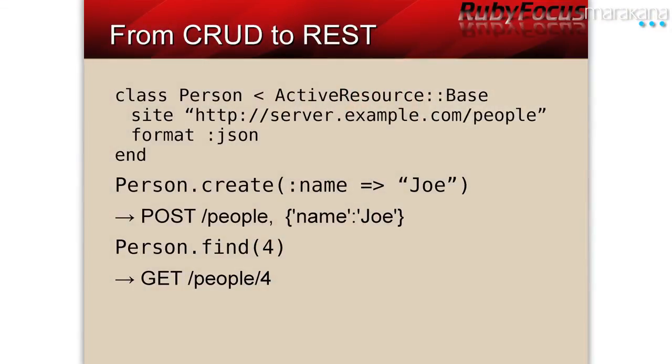ActiveResource is, just like ActiveRecord, a base class, and you can create a model by deriving from it. Then you specify the data source, which is different here. In ActiveRecord, you would have a database.yml file that tells you what database to go to, what server, what username and so on. Here, you specify a URL because we're talking to another server, right? And then you can also specify the format.